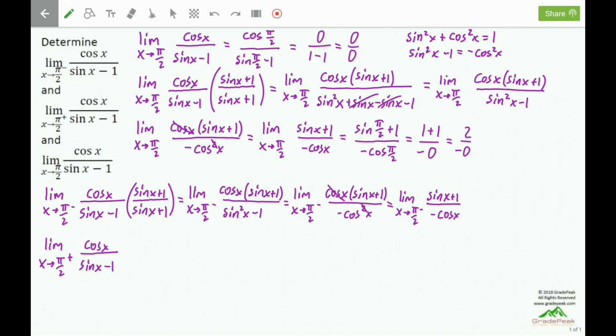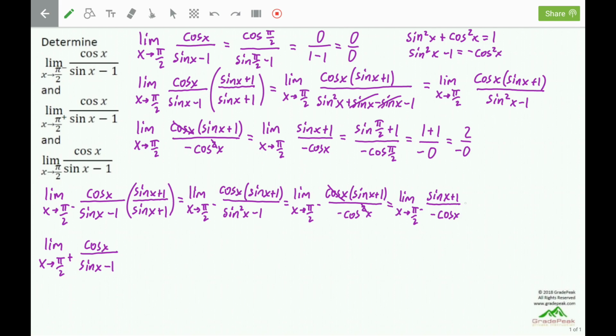X is approaching pi over 2 from the left side here. The left side of pi over 2 is less than pi over 2, but near pi over 2. On the unit circle, less than pi over 2, but near it, we'll put it in the first quadrant. The 0 in the denominator is being created by cosine of pi over 2. But cosine in the first quadrant is positive. So while it's approaching a 0, it will remain positive the entire time. So cosine of x can be replaced with a positive 0.